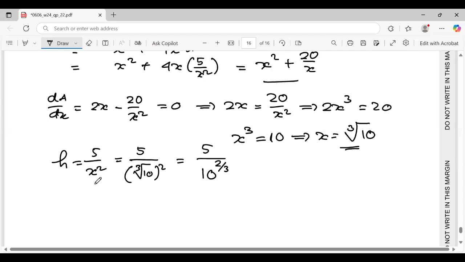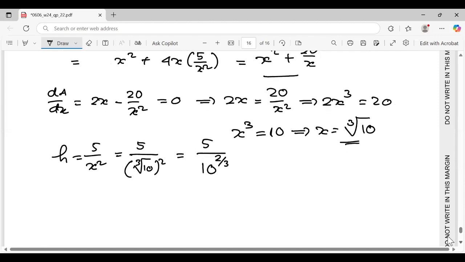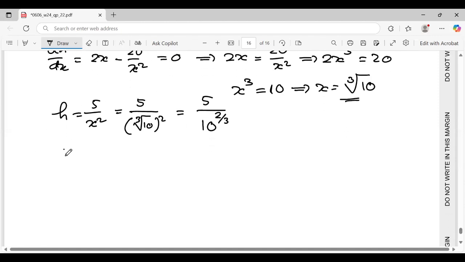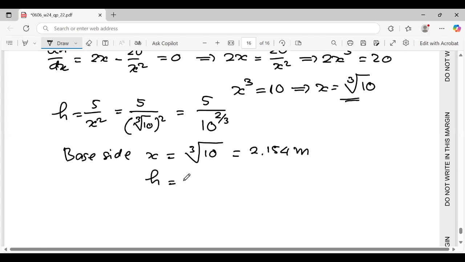So the conclusion: the base side x equals the cube root of 10, and if you calculate, this is 2.154 meters, and the height h equals 5 over 10 to the power 2/3, and if you calculate on a calculator, this is 1.077 meters.